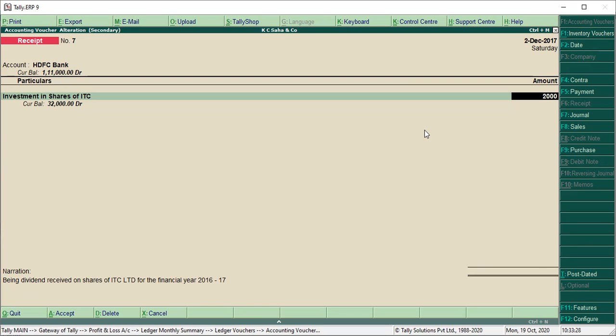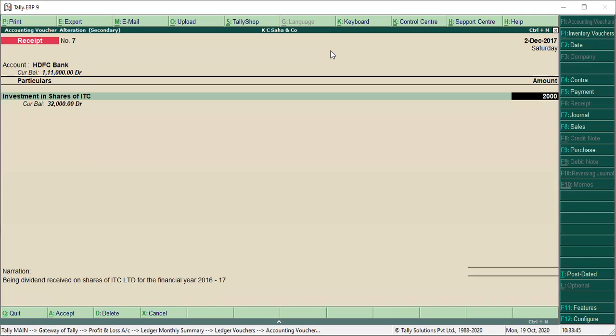So I got 2000 because I have invested. That's it. This is not an investment income, dividend income. Clear hua? So you have to change this. You all are writing this? I hope so. Yes, ma'am.